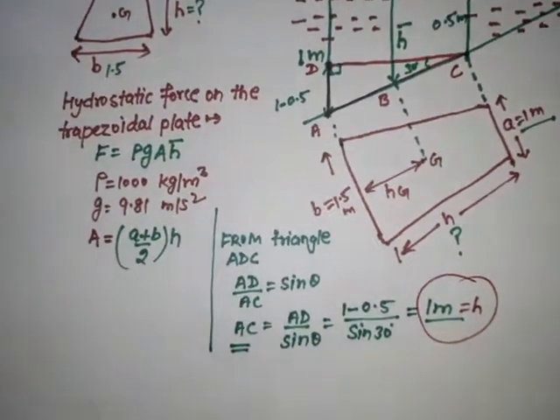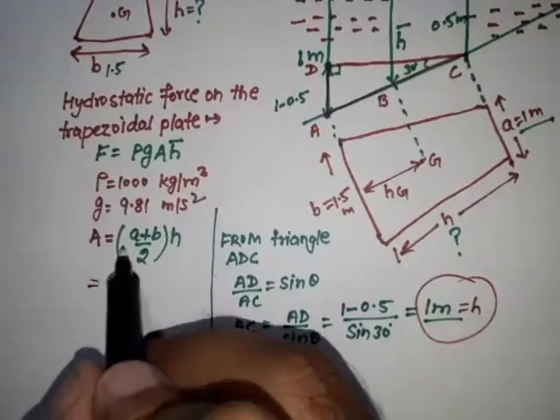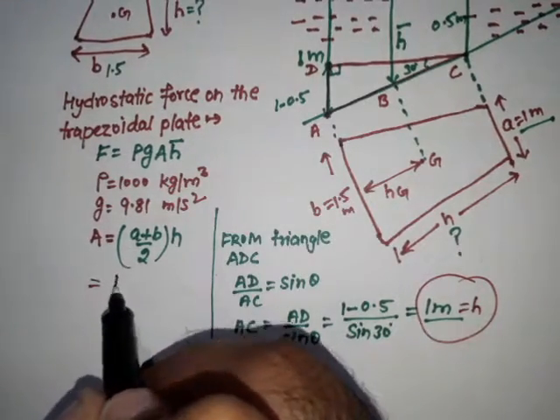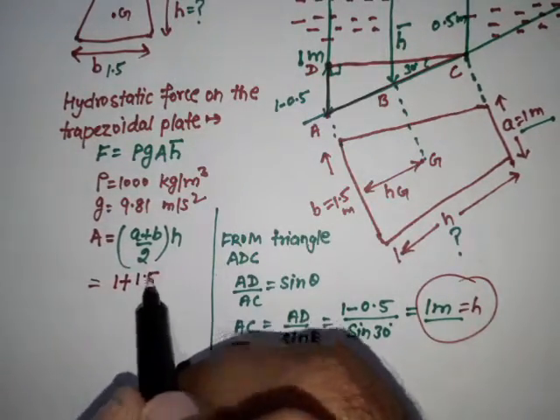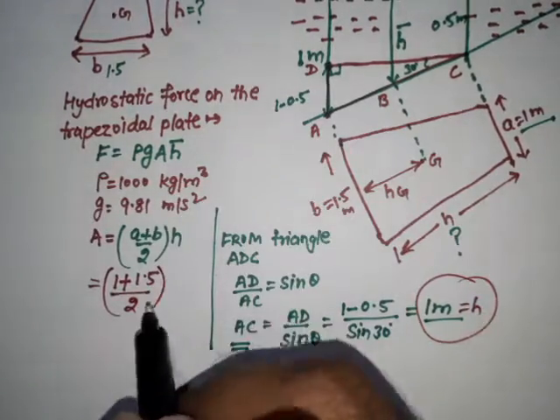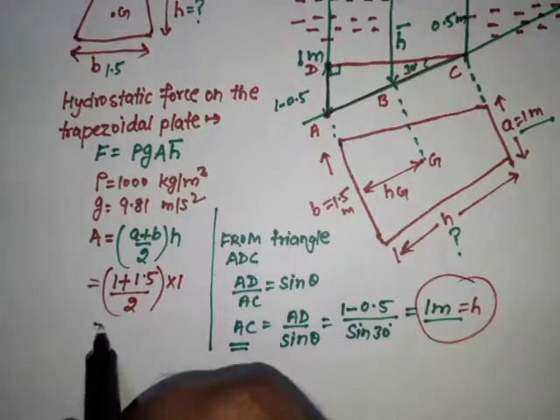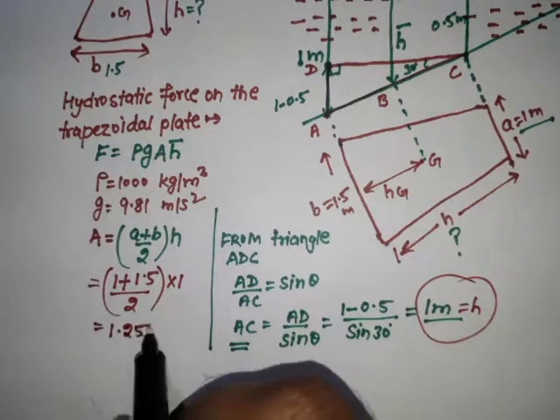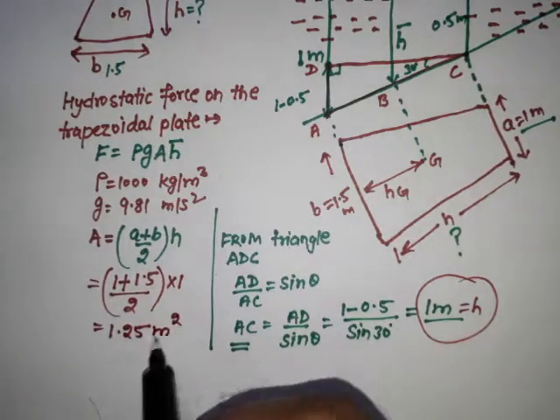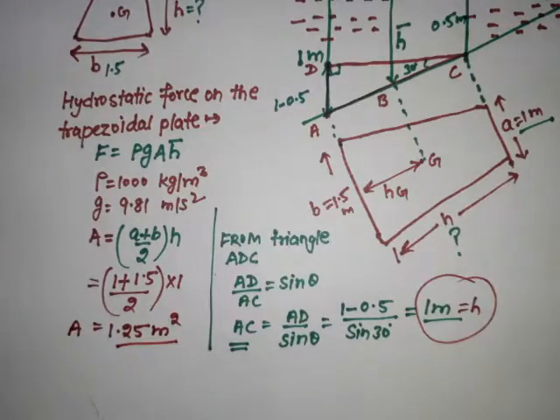So from here we can find out the value of area, that is A, this is 1 meter, B is 1.5, divided by 2 into 1. So that is equal to 1.25 meter square. This is the area.